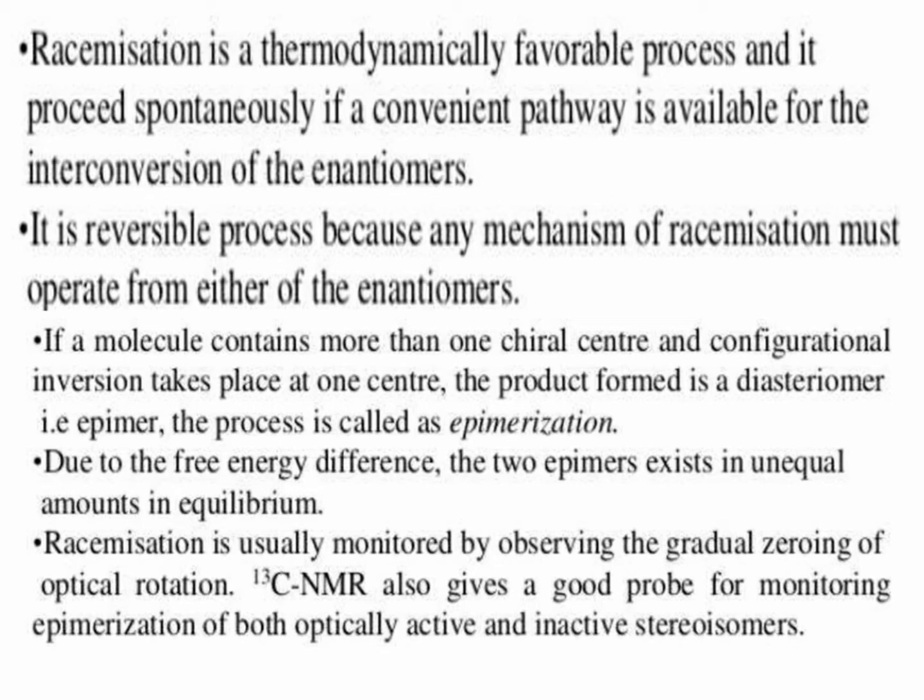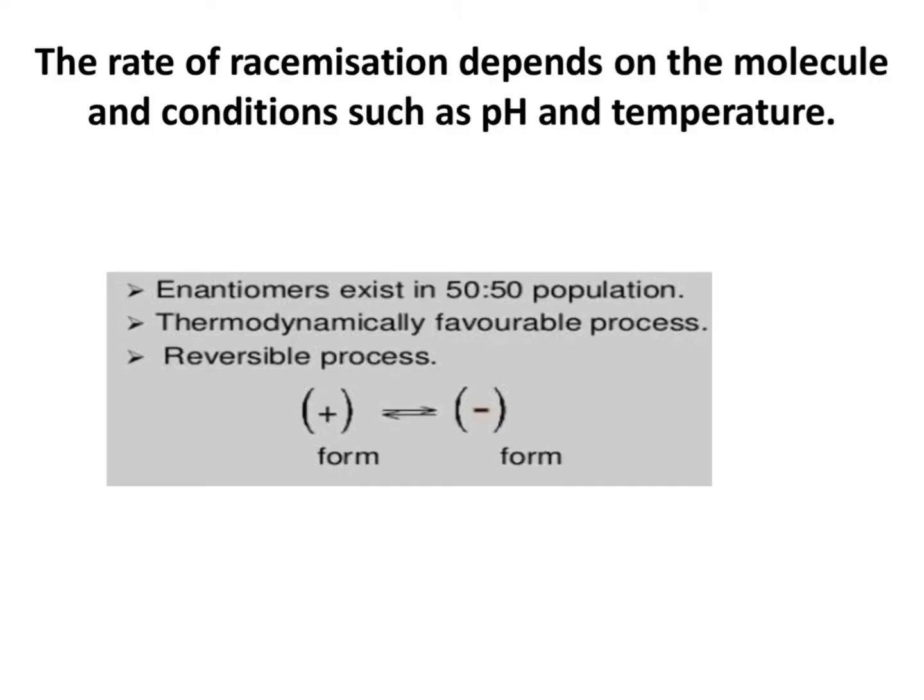And how do we monitor this racemization? It is generally monitored by observing the gradual zeroing of the optical rotation. Carbon-13 NMR spectroscopy also gives a good probe for monitoring epimerization of both optically active and inactive stereoisomers. The rate of racemization depends on the molecule and also factors like pH, temperature, etc. In the case of a racemic mixture, as we have already seen, they contain equal amounts of enantiomers. That is, the enantiomers exist in a 50:50 population, and it is a reversible process.